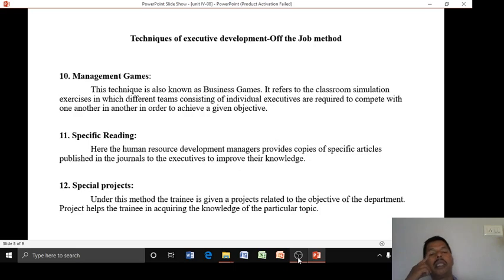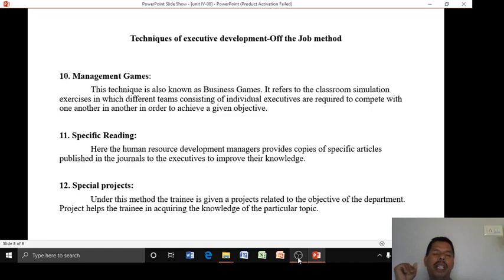Next, management games. This technique is also known as business games. It refers to the classroom simulation exercise in which different teams consisting of individual executives are required to compete with one another in order to achieve a given objective. To achieve the given objective, such kind of games will be provided to the employees. Learning by playing, that is the actual thing in case of management games.